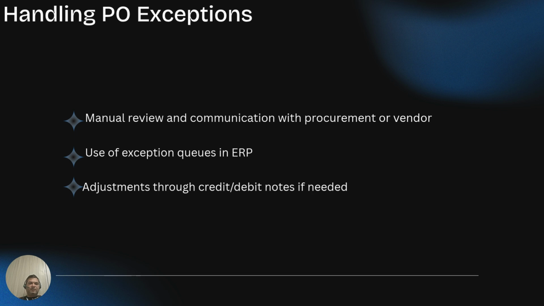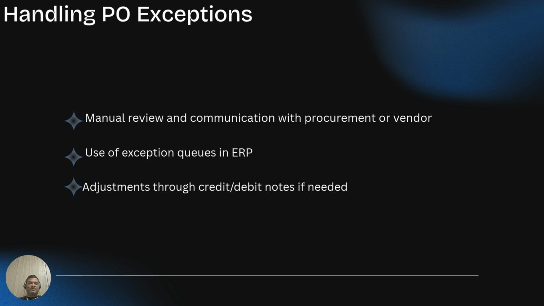Now, let's talk about what are the exceptions that you go through in the PO process. First is manually review and communicate with the procurement or vendor. For example, there is a less quantity that you received for one of the POs that is issued, and then in this case, you manually review the PO. You talk to your procurement team and talk to the vendor if they are going to resend the goods which are either short or receive the goods which are sent in excess.